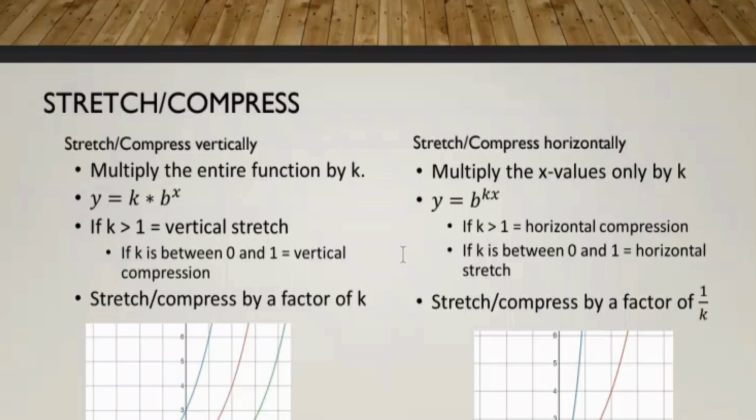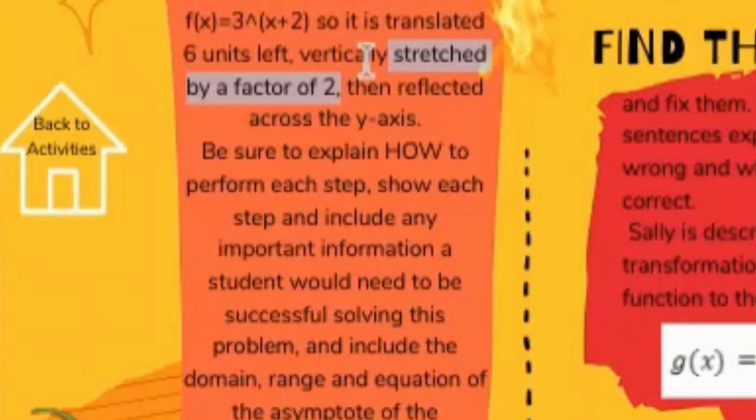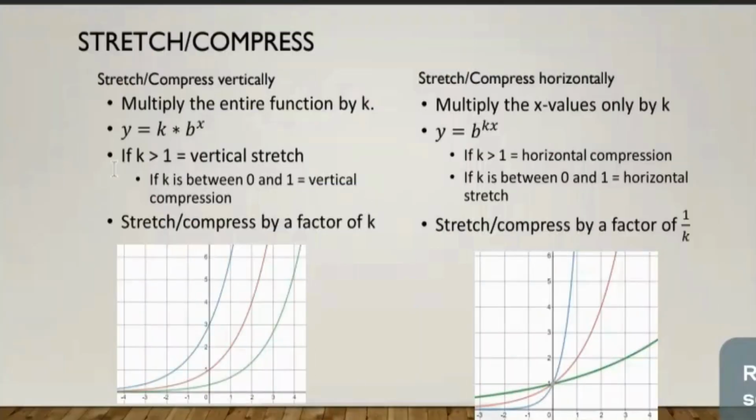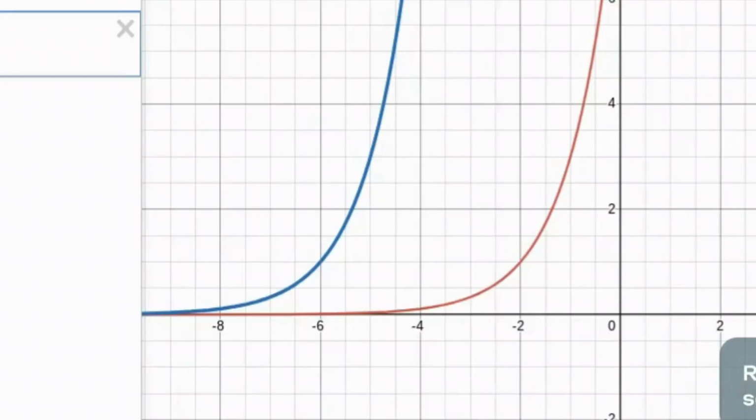What do you see right here? Okay, let's look at this. By a factor of k. So essentially, k is going to be our factor. And how this clicks together is that we've kind of already been given this. Stretched by a factor of 2. k is going to be 2, which is bigger than 1. So that makes sense. And we're going to multiply this by the entire function. So let's go back here.